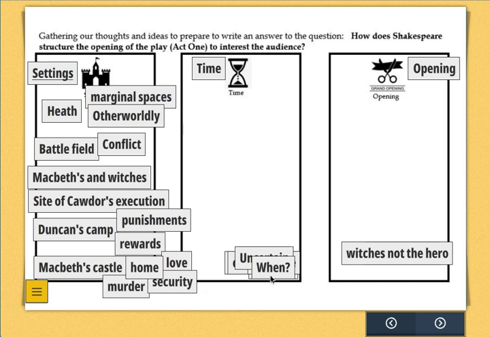Okay, so I'm going to use the word when because it's interesting. When is the play set? But also the very first word of the play is when. When shall we three meet again? So time is marked immediately out as being very important.